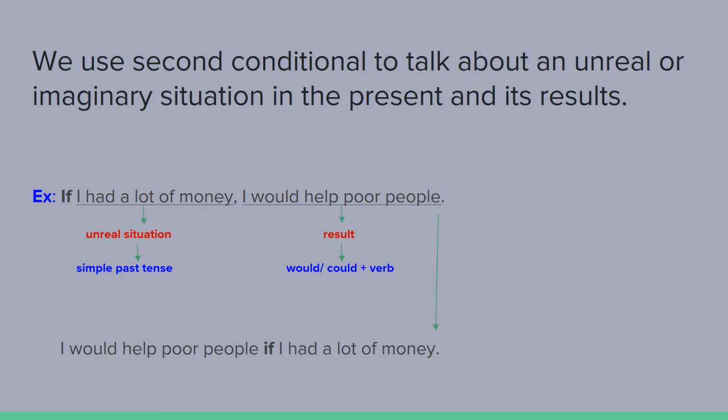You can also say or write the same sentence as I would help poor people if I had a lot of money. As you can see, we did the same thing here. We wrote the result section first and then it was followed by the situation sentence.